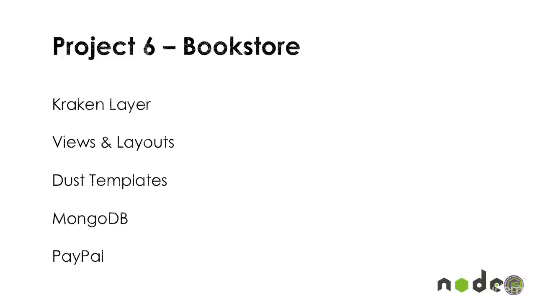Project 6 was the TechBooks bookstore, and we used Kraken for this, which is a layer over Express that gives us some more options and features. Views and layouts. By default, Kraken uses the Dust template engine, which we used and I liked very much. We used MongoDB, and we also did a little bit of PayPal integration.